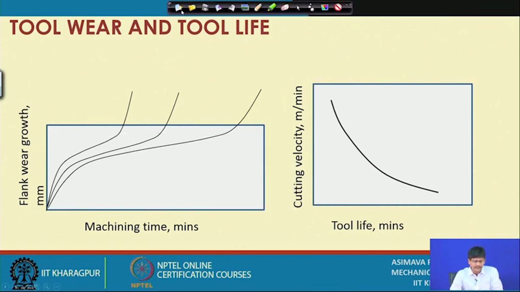So, if we develop such flank wear curves, in that case if we use different values of cutting velocity, suppose I am using cutting velocity 1, I reach the 0.3 millimeters at this particular time.